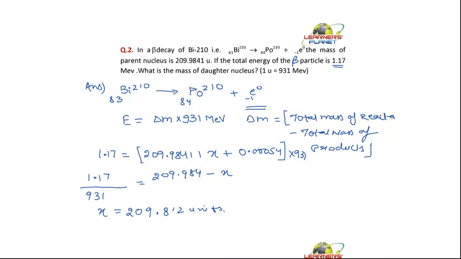I think I should have subtracted 209.9841 minus 0.00054, and it should be minus x, right? Or we can say it should be plus x. So this is the thing we wanted. Now x will come out to be 209.982 units. That is the mass of the daughter nuclei.